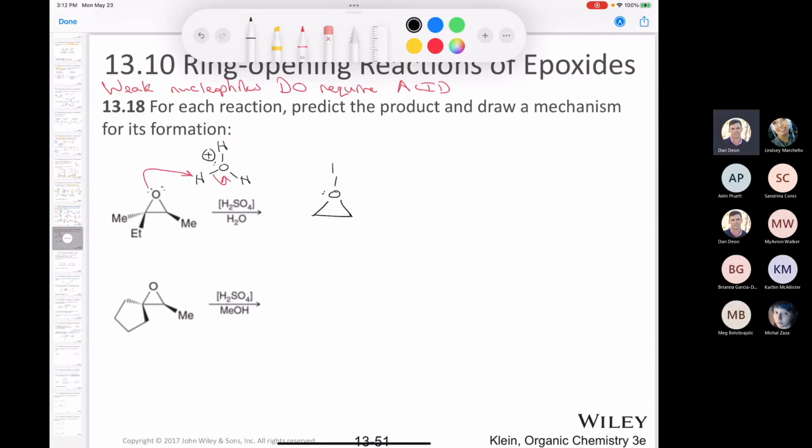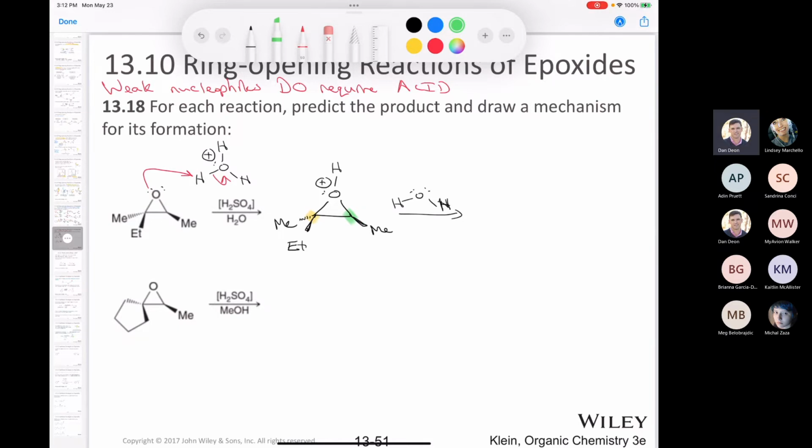So now we've made our oxonium. We've got our methyl group coming out of here. We've got a methyl group going in the back. And we've got an ethyl group coming out in front. And now we have our weak nucleophile, which is water. So my question to you, my students, is if I highlight this carbon in yellow and this carbon in green, the water is going to attack which carbon?